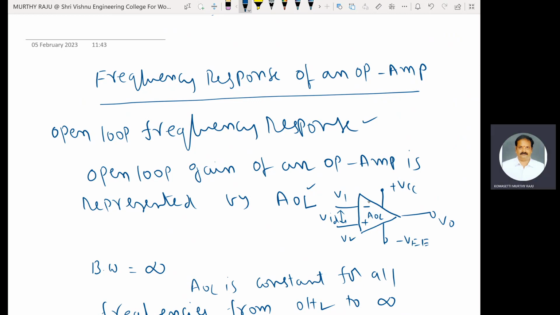Generally, the op-amp symbol is like that: plus VCC, minus VEE. These are the power supply pins. V0 is the output pin. V1 and V2 are the two input pins. And VID is the differential voltage.